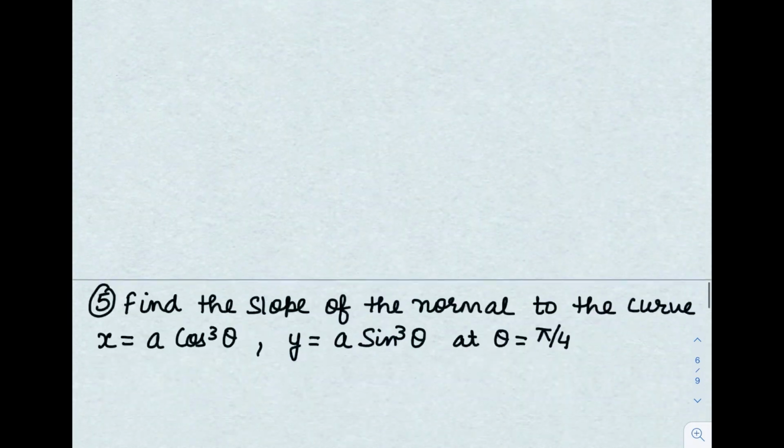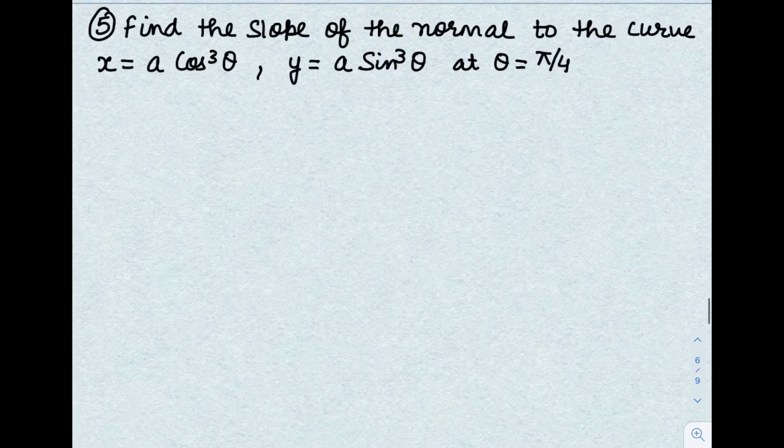Let's move to the fifth question, that is find the slope of a normal. In this we need to calculate the slope of normal to the curve. x is given, y is given, at theta equals pi by 4. See, first of all we have been given x as a cos cube theta. We know to find the slope of a normal we need to calculate the slope of tangent.